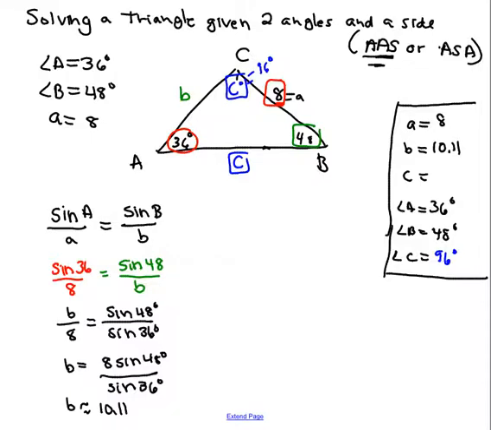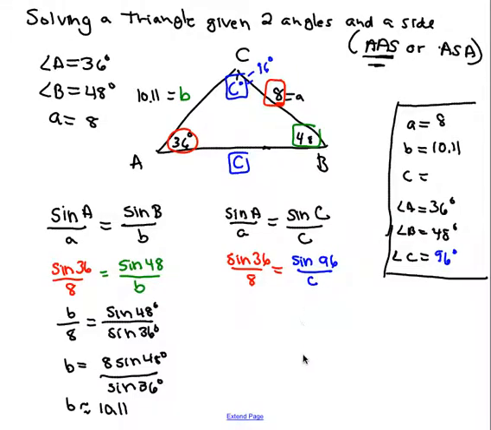Now I'm going to find c. I do know what b is now, 10.11. However, because I rounded on that, I'm still going to use a, because I know those values for sure were exact. So I'm going to use sine of A over a equals sine of C over c. I substitute in sine of 36 over 8 equals sine of 96 over c. Now I'm going to do some algebra to clean it up and switch these two.